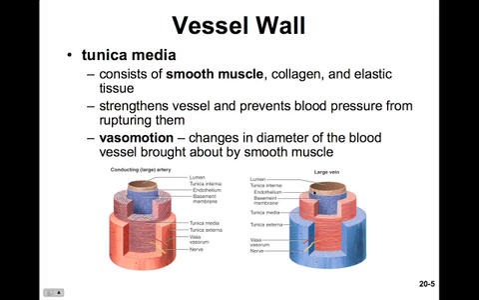The tunica media consists of a smooth muscle layer. It's collagen and elastic tissue. It strengthens the vessel and prevents the blood pressure from rupturing them. These muscles can contract against a volume of blood in the vessels. Vasomotion is the change in diameter of blood vessel, and it's brought about by the smooth muscle of this tunica media. You can see both vessels have this layer, however it differs in composition slightly.